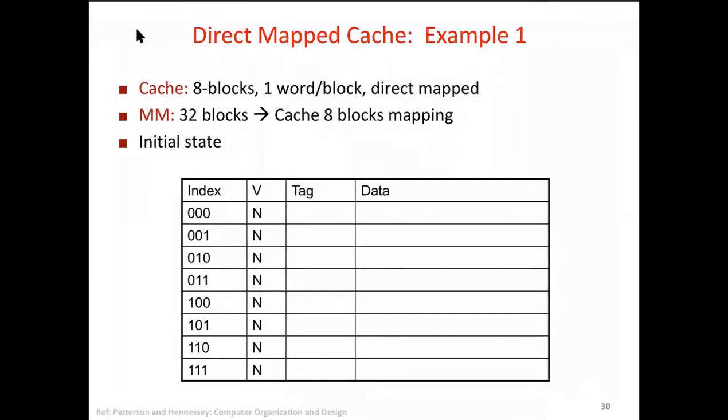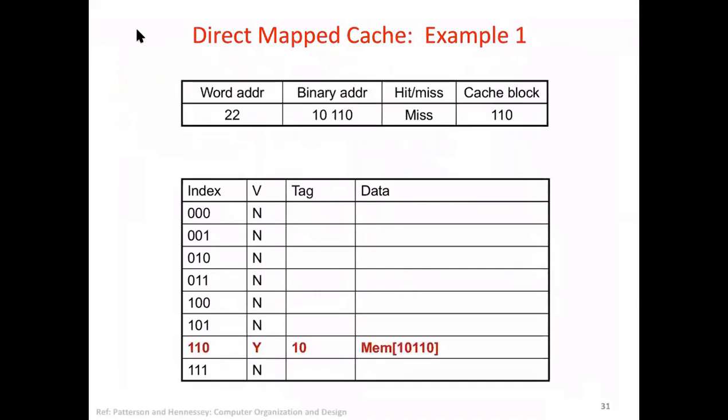Okay, another 2 minutes. Okay, so this is the initial state of the cache. 32 blocks of main memory are mapped to 8 blocks. The initial state shows that nothing is there, so all the valid bits are N.